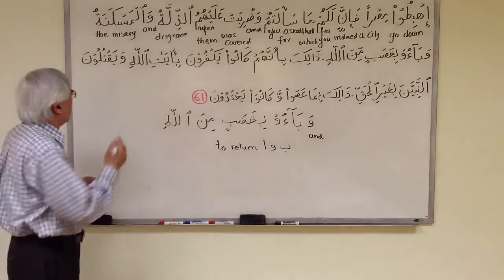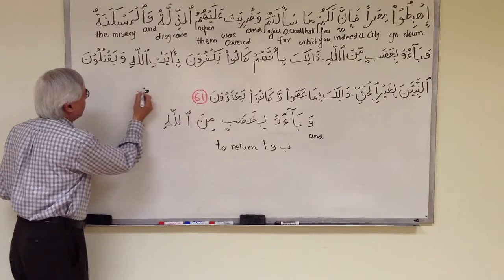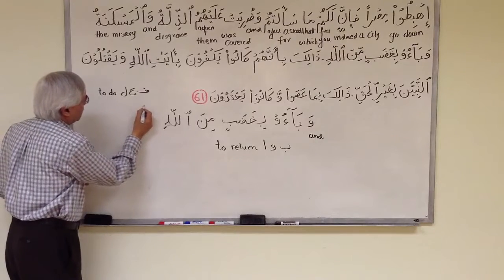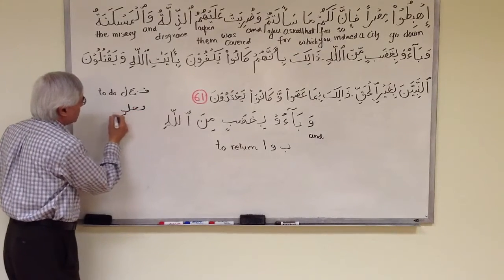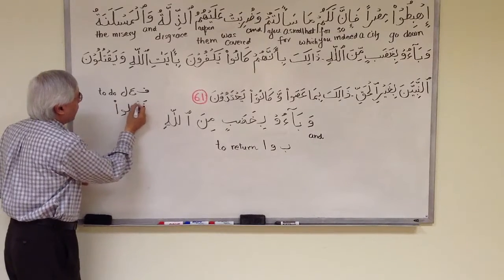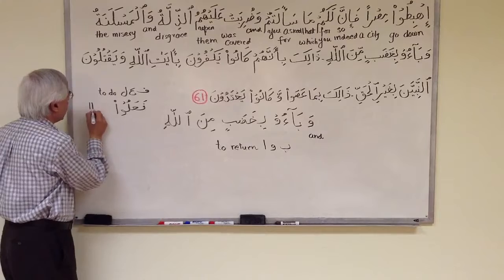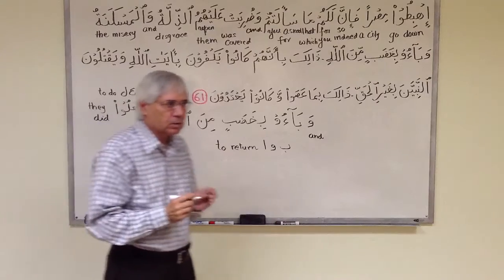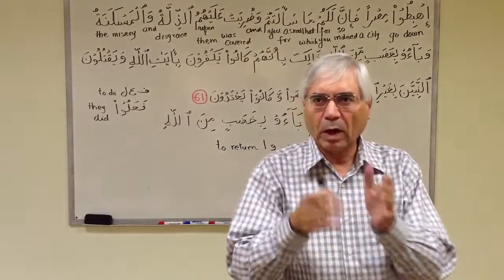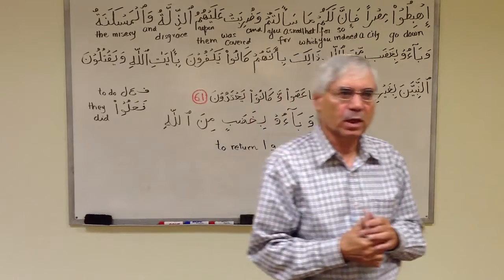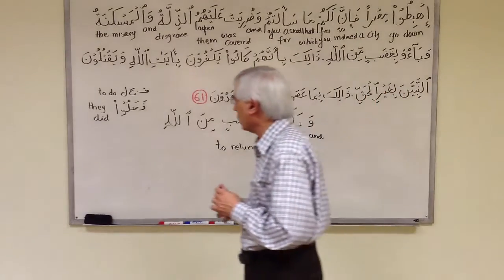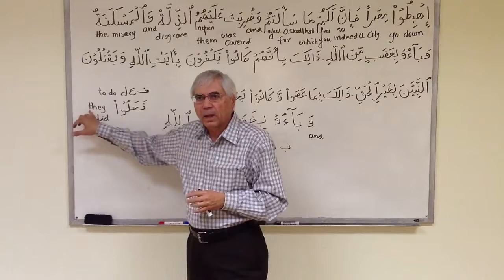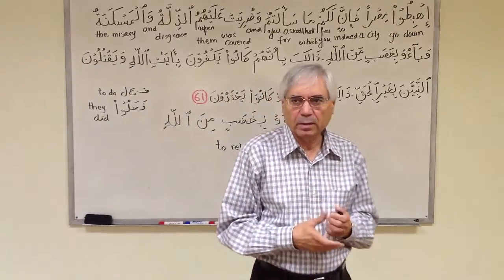Okay. Now again, if we have these three letters, fa, ain and lam, which means to do, then if we put these in this format, fa'alu, fa'alu means they did. If we take these three letters and combine them and put a vowel at the end with an alif, which you don't recite, it becomes fa'alu. Fa'alu means something was done in the past tense, did, and third person plural, they did. Okay?